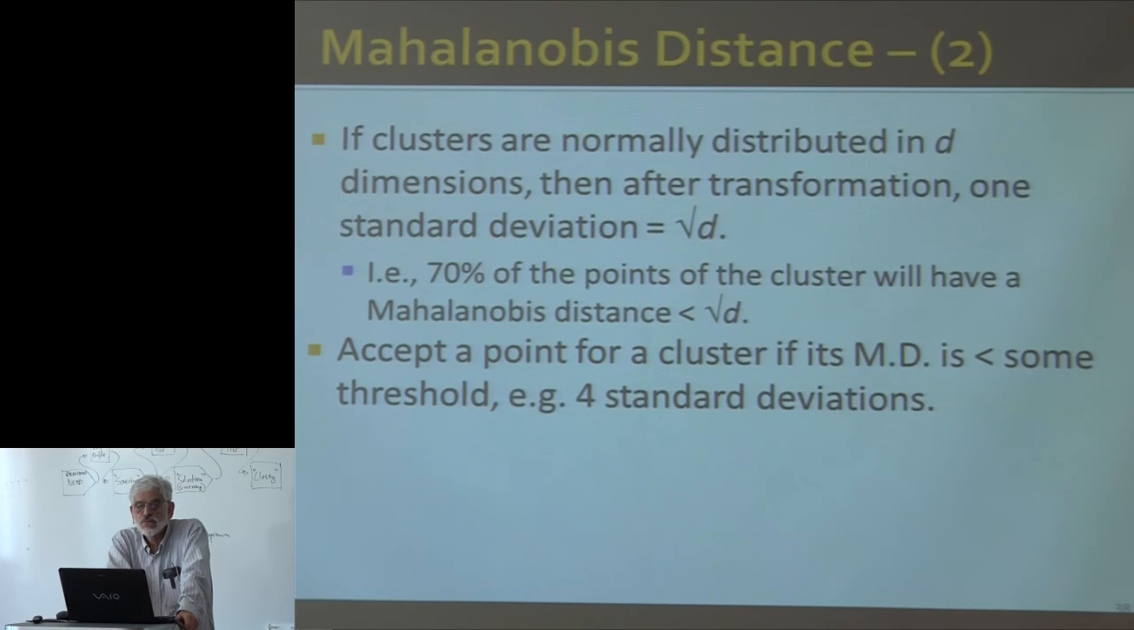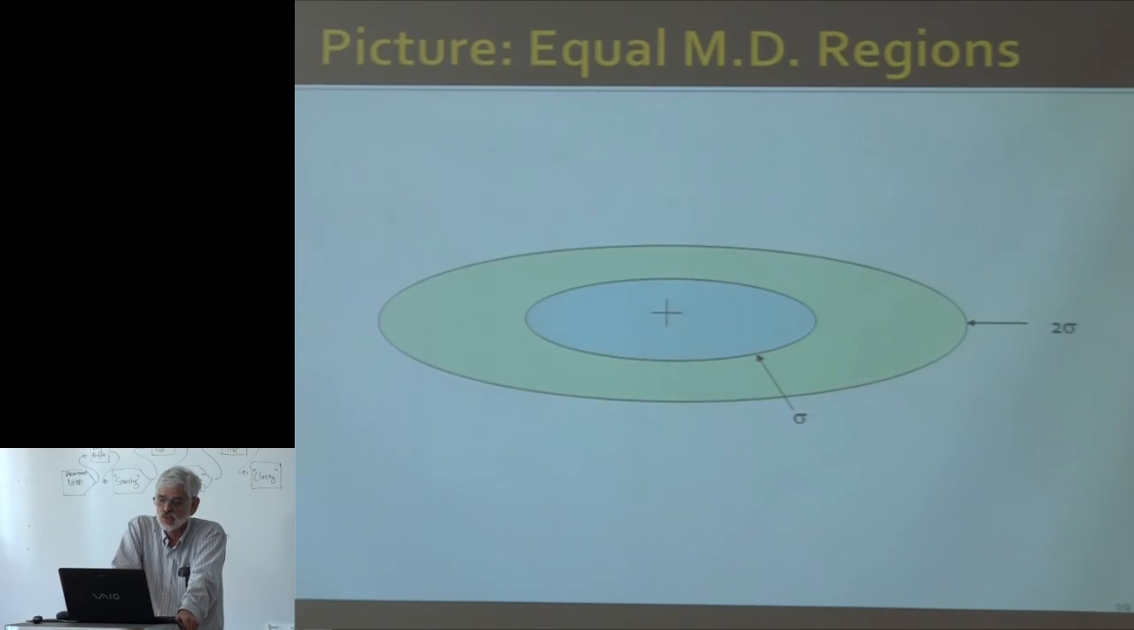It turns out that if these clusters are normally distributed, and they are assumed to be, that's part of the assumption of the algorithm, then one standard deviation of Mahalanobis distance will be the square root of d, the number of dimensions, which I guess was k on the previous slide. So you might say, well, I'm going to put a point into the nearest cluster as long as its Mahalanobis distance isn't more than 4 times the square root of the number of dimensions, that is, 4 standard deviations.